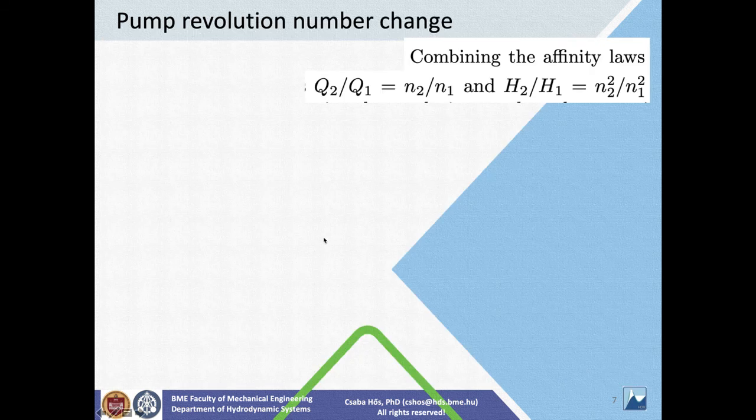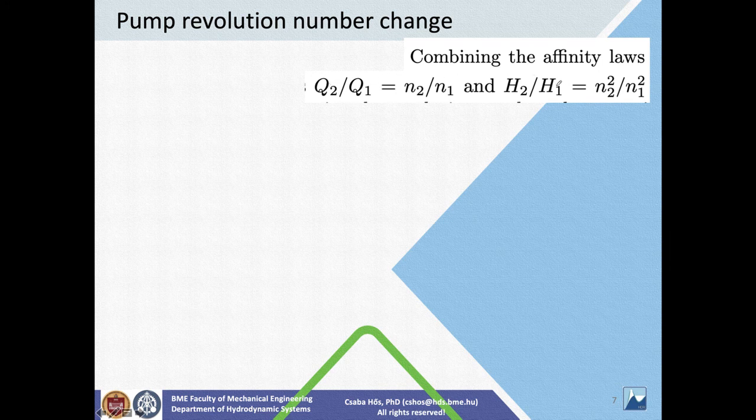Finally, let's speak about the revolution number change. So very often we control the flow rate of the pump by changing the revolution number. So intuitively, if you decrease the revolution number, then the flow rate decreases. If you increase the revolution number, the flow rate will increase. Of course, we have to use the affinity laws, which I have already explained. But there's a new bit here.